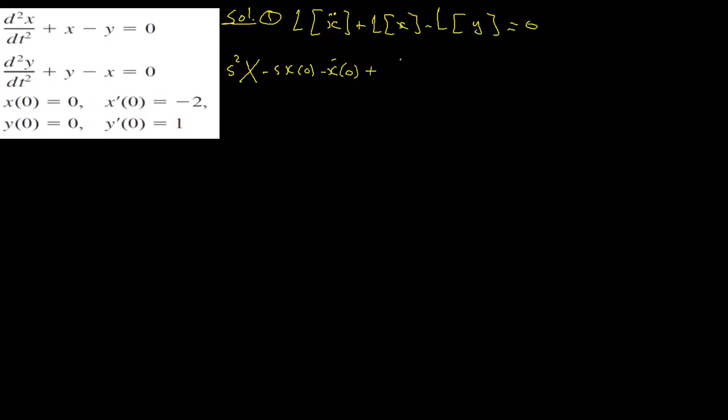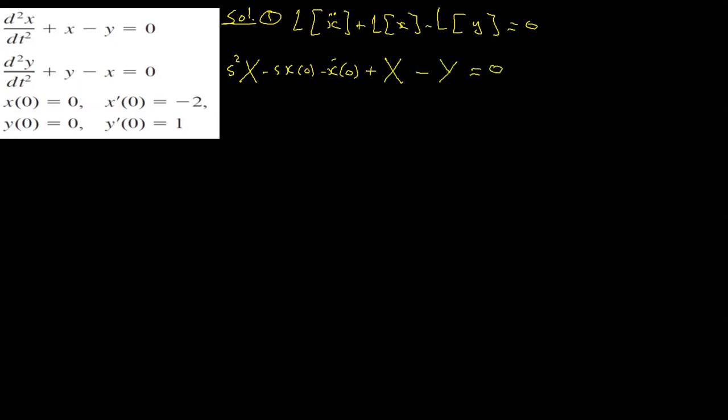So I have Laplace transform of the second derivative of x plus Laplace transform of x small minus Laplace transform of y small, which is given to be 0. Don't forget your initial conditions. I memorized the rule. It is s squared X capital minus s x of 0 minus x prime of 0, plus Laplace of x small, it is X capital, minus Laplace of y small, it is Y capital, equal 0.